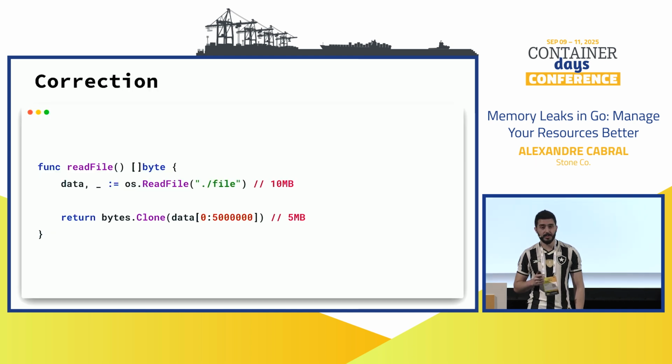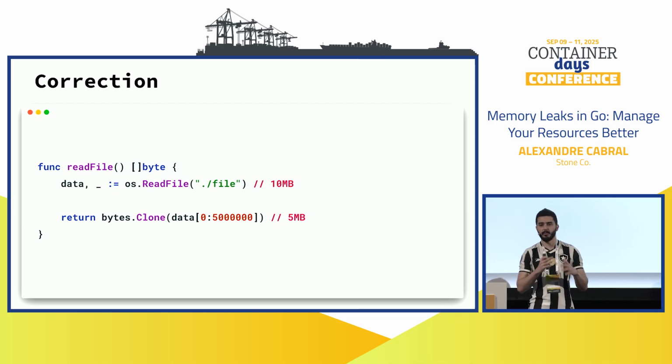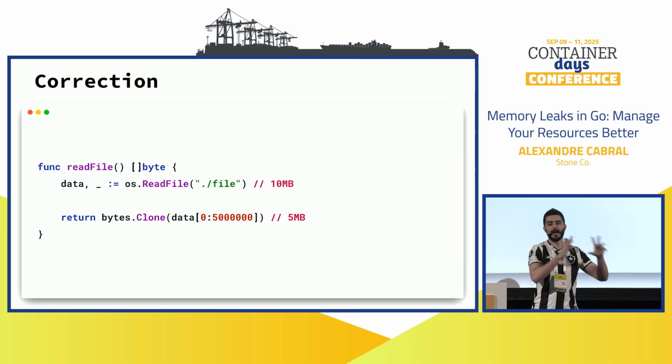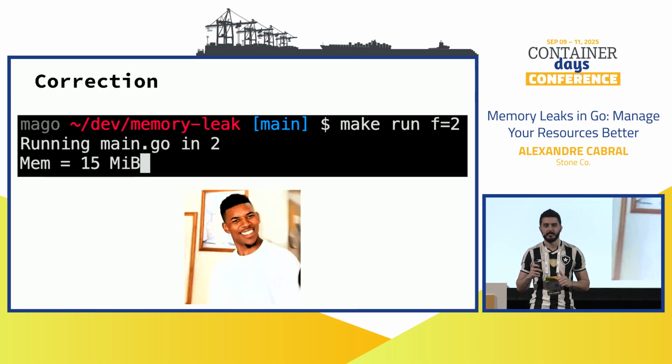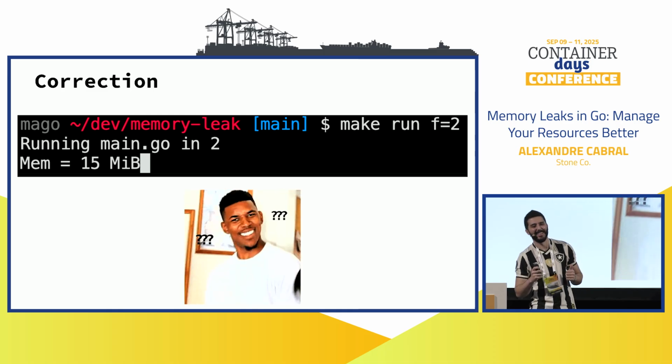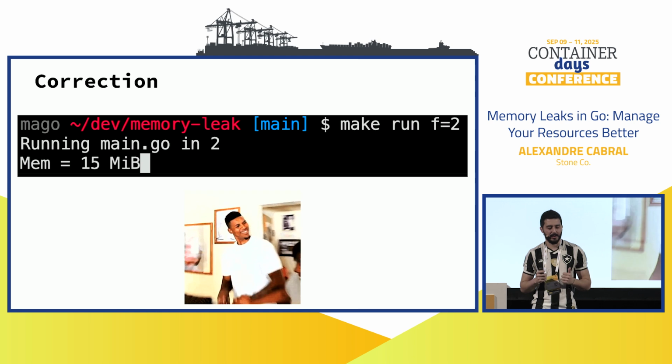And the correction is pretty simple. Actually, what we have to do is copy this information to another slice. So we use this bytes clone, in this case 4 bytes, and what we are doing is moving this to another address with only half of the values, okay? So this way, we're not using 10 megabytes anymore. We're actually using 15 megabytes. So something wrong happened, right? Because I told you this was a correction.